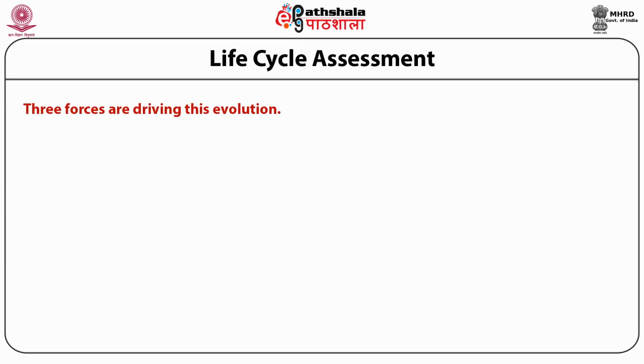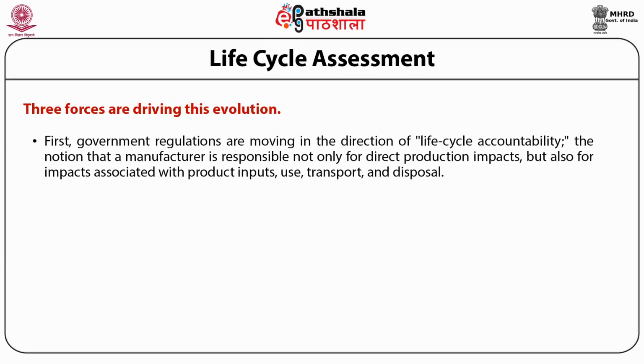Three forces are driving this evolution. First, government regulations are moving in the direction of life cycle accountability, the notion that a manufacturer is responsible not only for direct production impacts but also for impacts associated with product inputs, use, transport, and disposal.